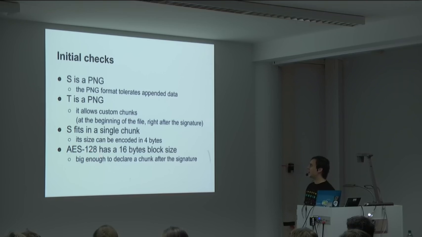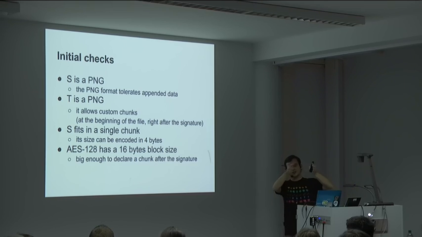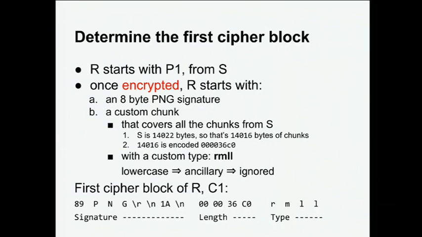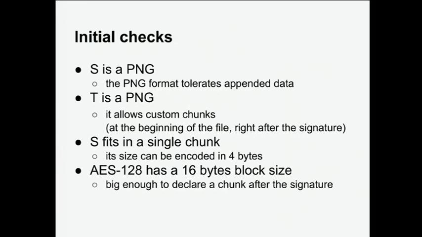cannot be too big. And the algorithm we will use has a 16-byte block size, which is big enough to declare a chunk after the signature. So 16 bytes is enough to put the signature of a PNG and declare a fake chunk without any brute forcing. Remember, the block is 16 bytes, the signature is 8 bytes, and the declaration of a chunk is 8 bytes. If I had 1 byte less, then I would need some brute forcing. So this is instant. Now we know that it will work, so let's go step by step.